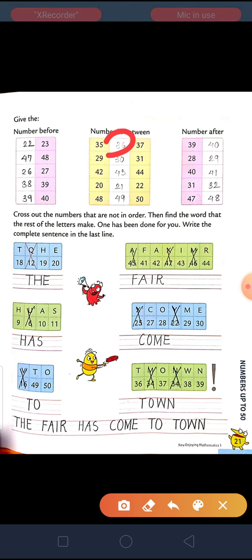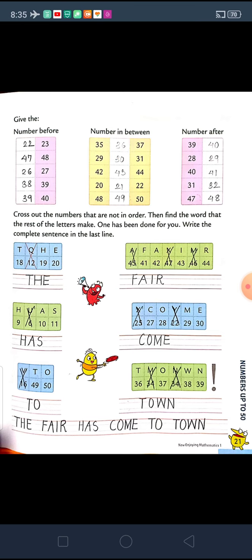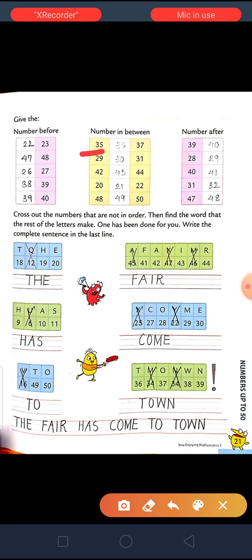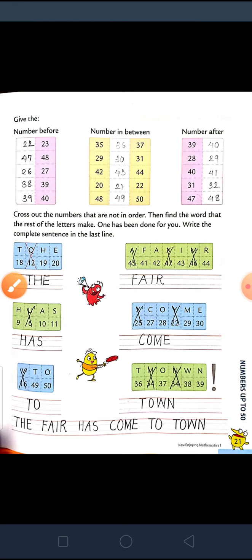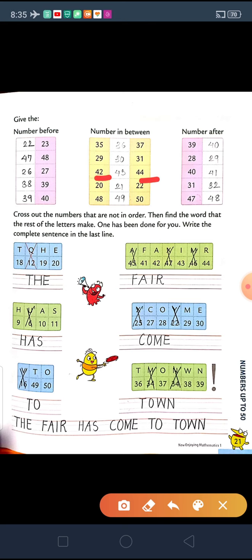Now numbers in between, you have to write which number comes between two numbers. Now 35 is given and 37 is given. So between that 36 comes. 29 and 31, between them 30 comes. Between 42 and 44, 43. Between 20 and 22, 21. Between 48 and 50, 49.